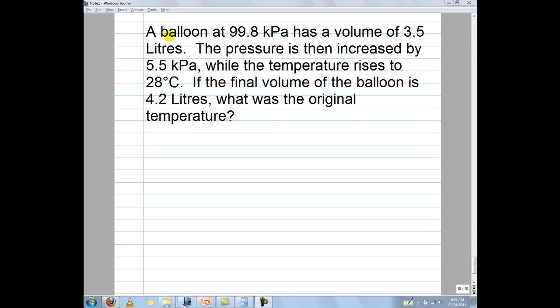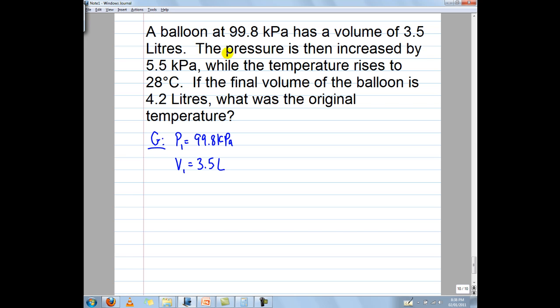Alright, so let's try one more sample question. First up, set up my givens. So here we go. A balloon at 99.8 kilopascals. Since it's kilopascals, this must be my pressure. And since this is my first situation, I'm going to say pressure 1. It has a volume of 3.5 liters. Since the units are liters, this must be my volume, and I'm going to say volume 1 since it's situation 1.